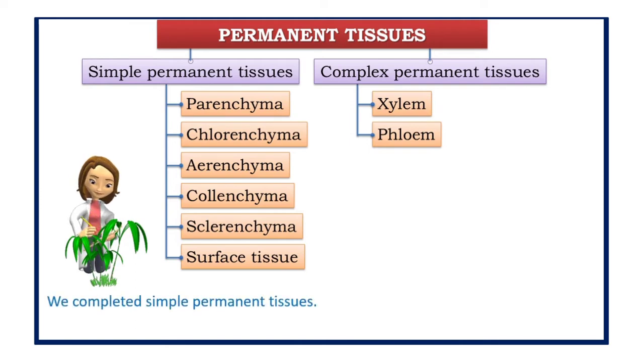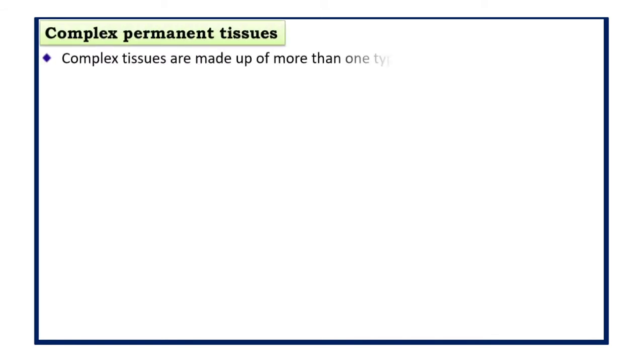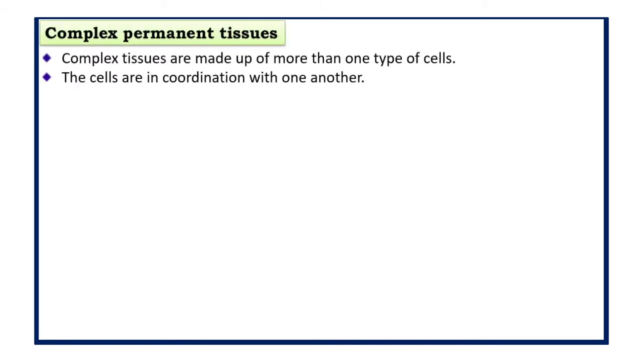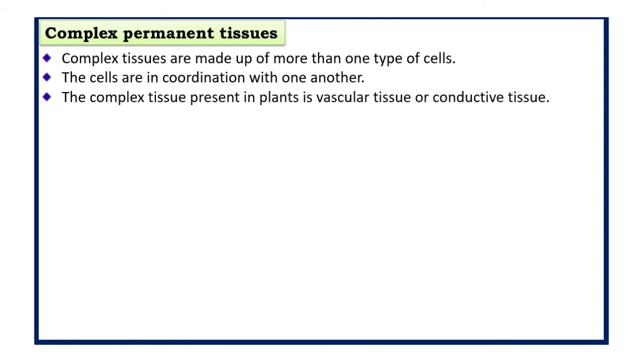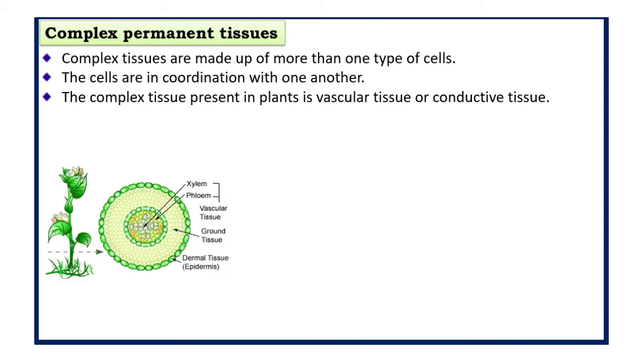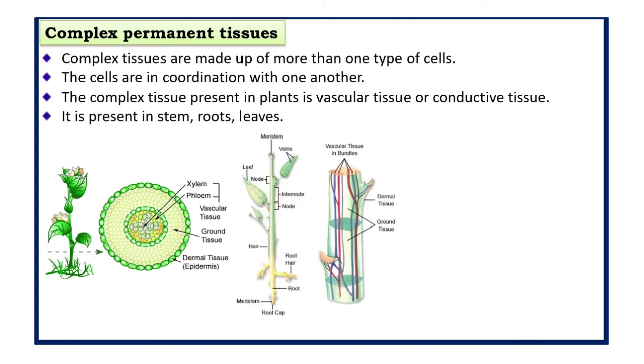We completed simple permanent tissue. Let's start with the complex permanent tissues. Complex tissues in plants are made up of more than one type of cell. The cells are always working together, that is, they are in coordination with each other. The complex tissue which is present in plants is vascular tissue or conducting tissue. This tissue is generally present in the root, stem and leaf cells of the plants. So let us understand the vascular tissue in plants in detail.